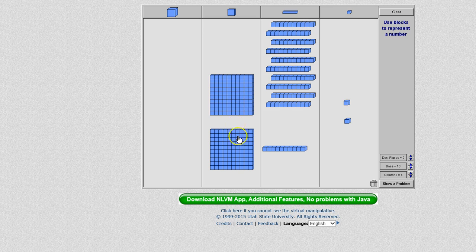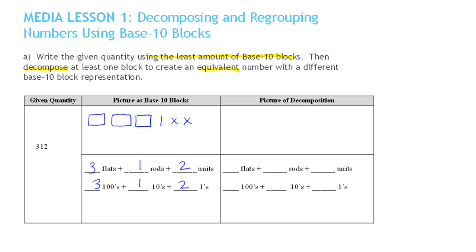So notice this would be 2 flats. Now, 1 flat was 10 rods, plus we had the original rod, and 2 units. So let's put this right here. So we kept 2 flats. Then we made one of the flats 10 rods. And I'm going to put them here just so I can keep track of that. And then we kept these the same. Okay, so notice we decomposed at least one block.